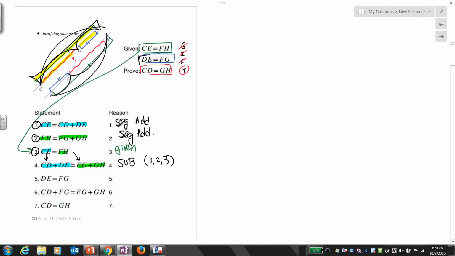DE and FG, why is that equal? That's given. Now look between 4 and 6. I'm going to pause for 5 seconds. See if you can't spot what is the only difference between 4 and 6. The only difference.